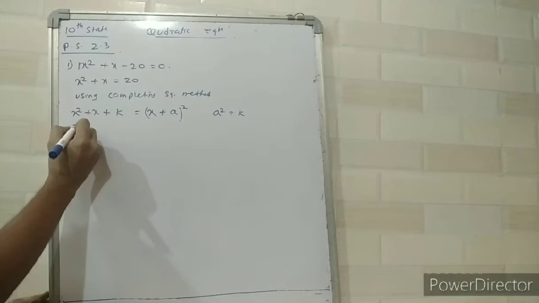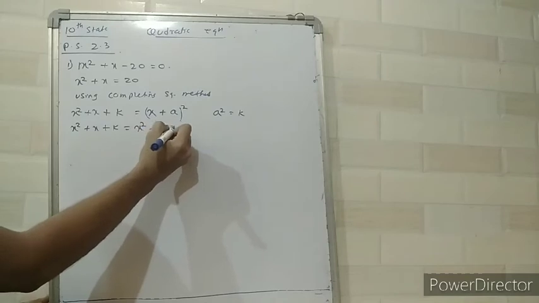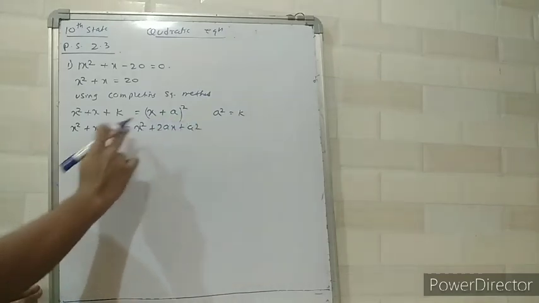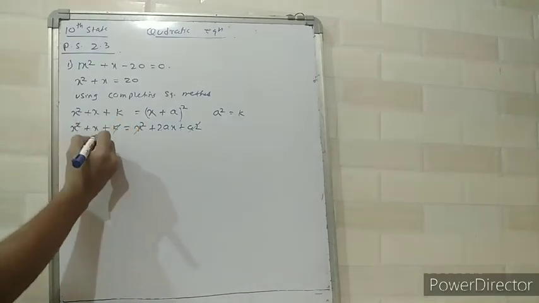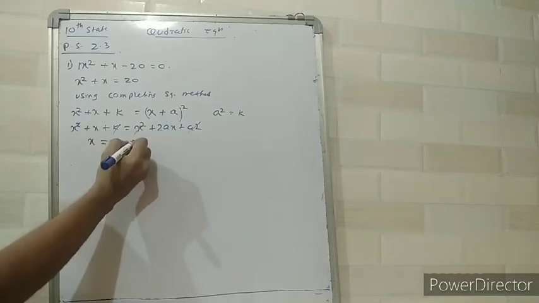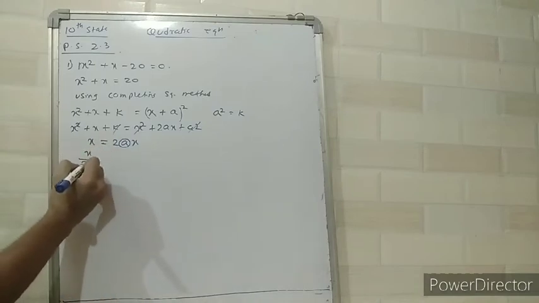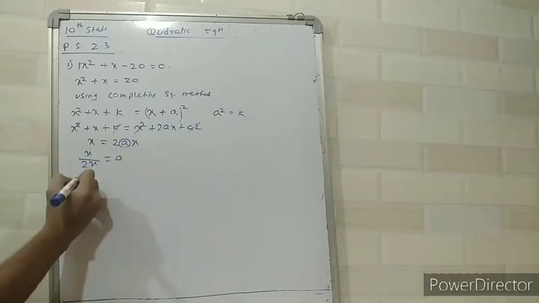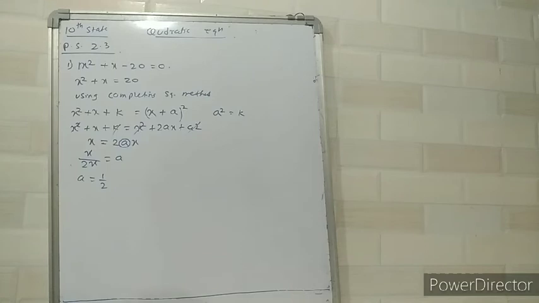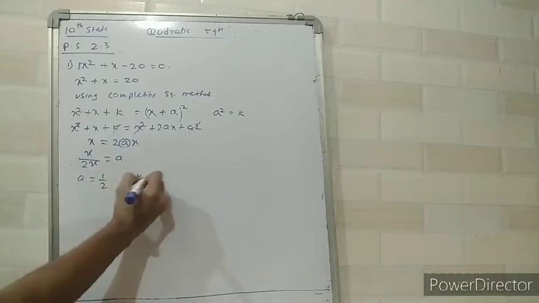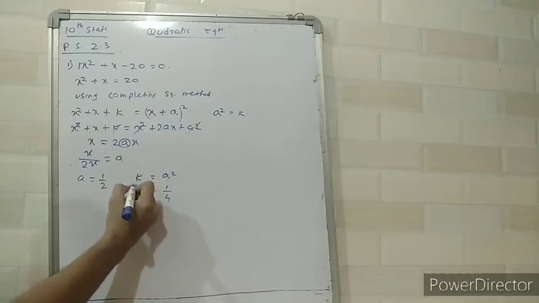Now x square plus x plus k, and this can be opened as x square plus 2ax plus a square. I told that a square and k are equal, so a square and k get cancelled, x square and x square get cancelled, we have x remaining over here and 2ax remaining over there. I need to find the value of a, so x upon 2x will come here. The value of a is 1 upon 2. So what is the value of k? k is a square, therefore k is equal to 1 upon 4.